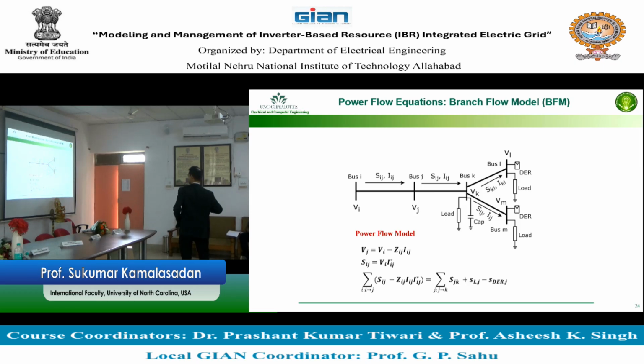So for example, if you're looking at Vj, you say Vi minus Zij Iij. Zij is the impedance of the network, and Iij, that's basically the voltage drop. And Sij is what? Is that a power injected on a bus, or a power on a line?